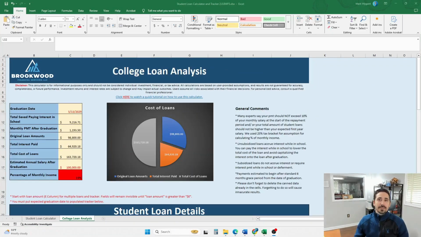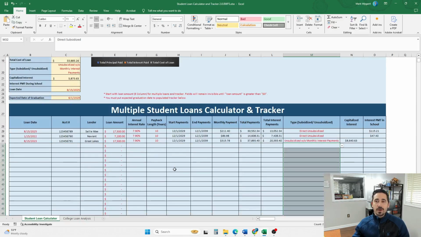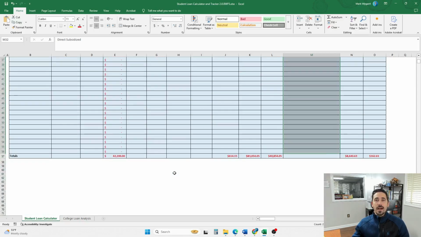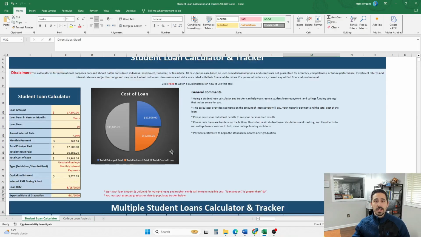A little technical difficulties there, so I switched video. We were over on the regular student loan calculator, tab 1. I believe we finished this up, but if there's any questions, just shoot me a message or whatever. By now you kind of get the gist of it. This is a tracker sheet and just a general loan calculator, which is pretty great.